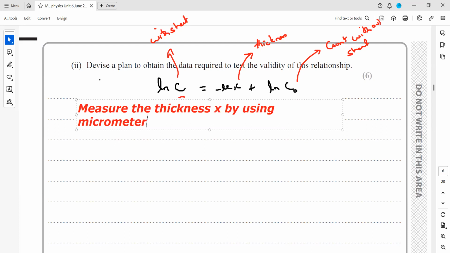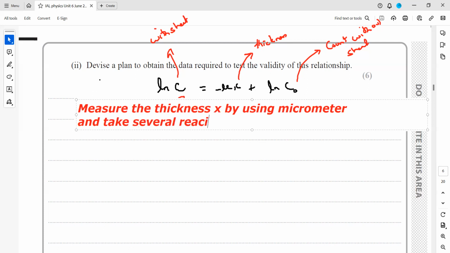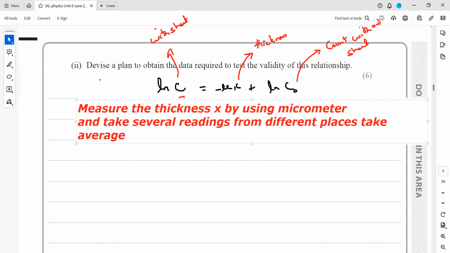When you measure the thickness, you should always repeat the experiment. So how can you repeat this? Record the thickness from several places and take an average. So measure the thickness x using a micrometer, take several readings from different places, then take the average. And always check for zero error. Whenever you're using a micrometer, don't forget to check for zero error.